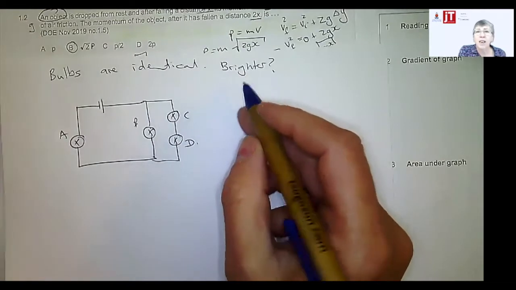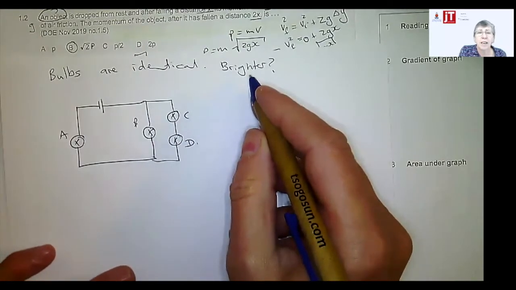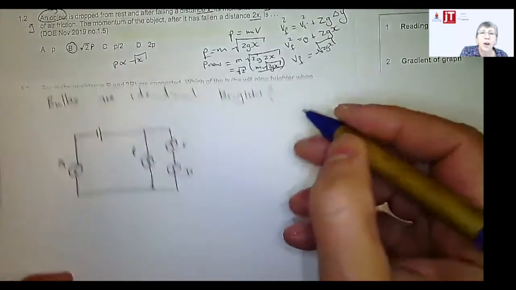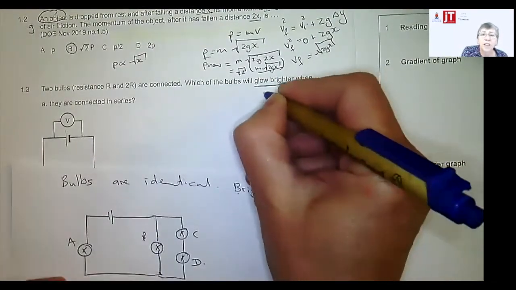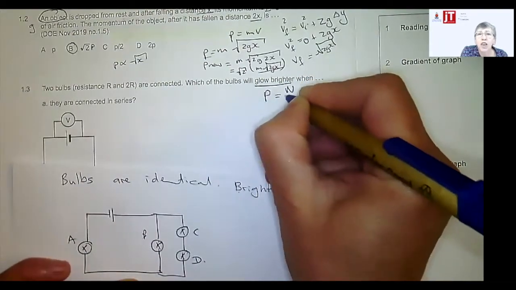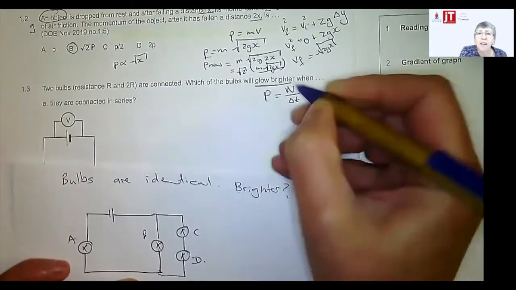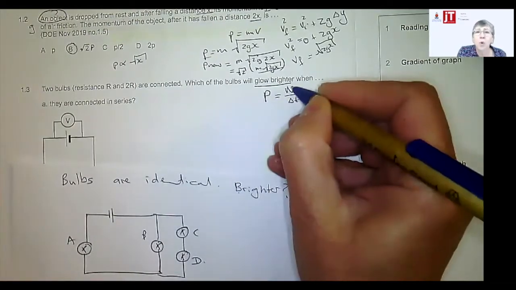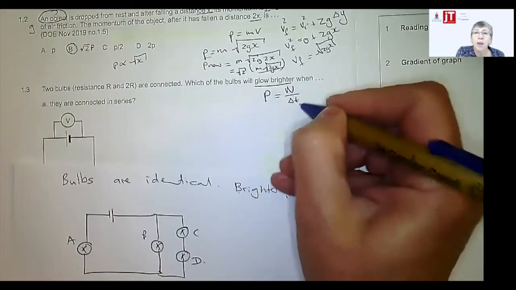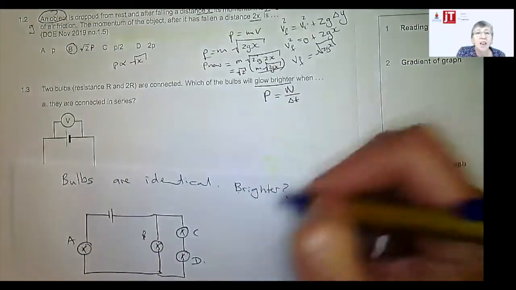Now, that was fine for grade 10, but in grade 11, you know a lot more, and you should know that glowing brighter is all about the power, right? Power is how much energy is released per second. If that bulb releases more energy per second, light energy per second, then it's going to be brighter. So it's actually about P and not about I.